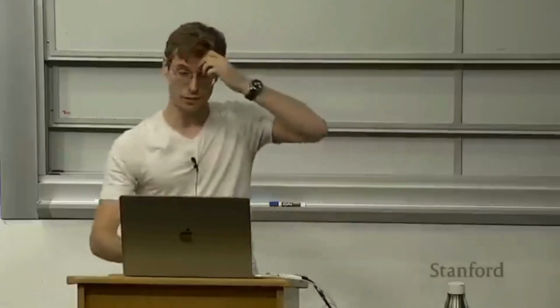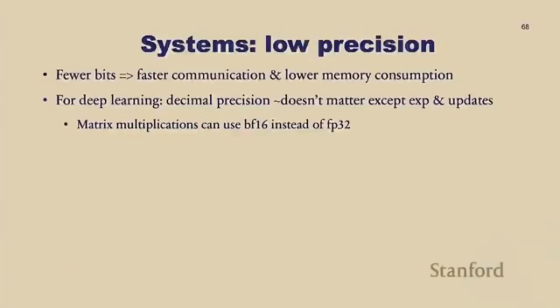So basically, instead of using 32 bits per float, which is what people used to use, or 64, for example, which is what you would use in other domains, you use 16 bits for matrix multiplication. So for every float, you use 16 bits.